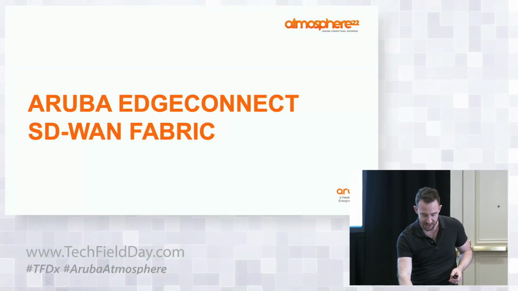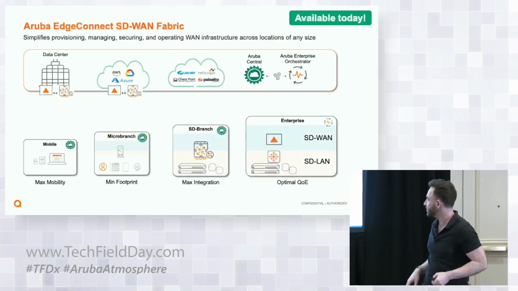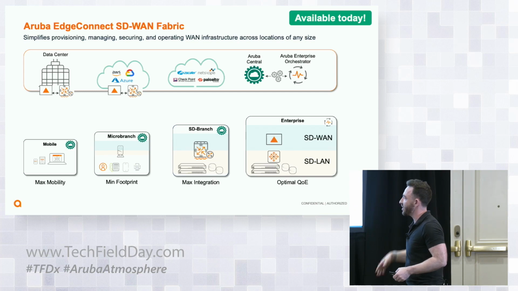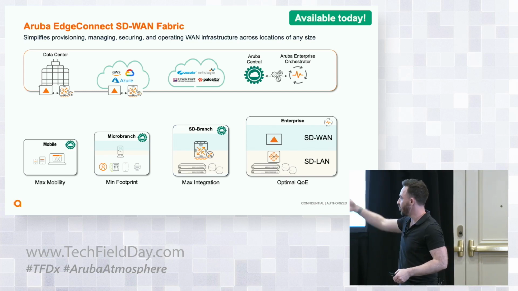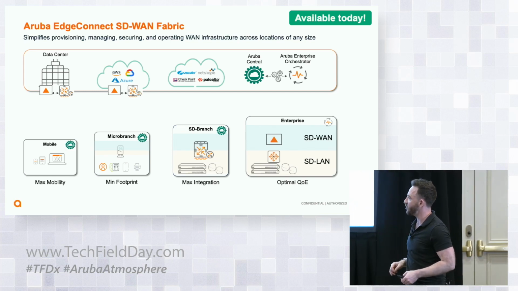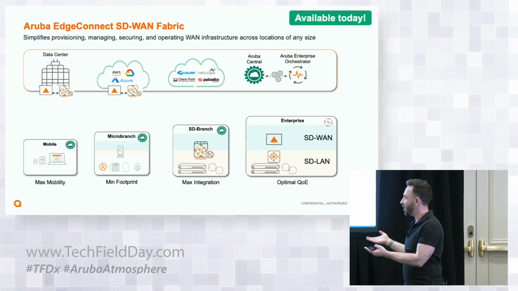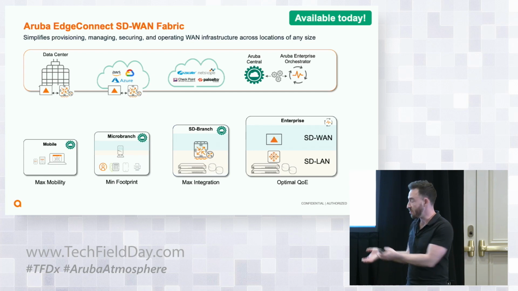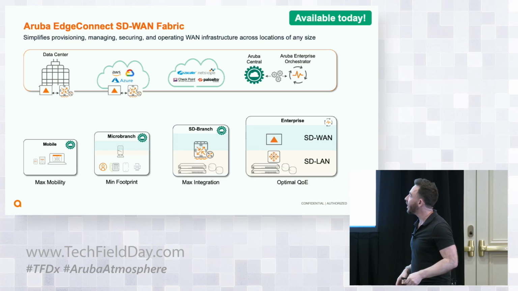So the Aruba EdgeConnect SD-WAN fabric is this today. We have our four form factors, or four types of gateways, on-ramps, if you will: mobile, microbranch, SD-branch, and enterprise. They're all suitable for different use cases, and we want to allow the customer to decide what makes the most sense to them for a given type of location.